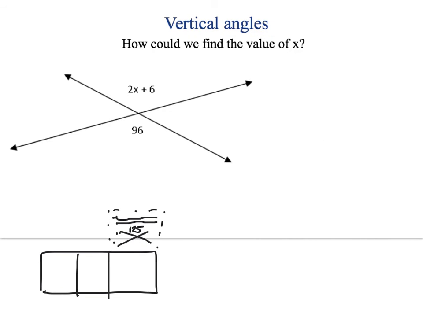So lastly, in the bottom part of that vertical angles tab, you're going to press pause and draw this example right here on your foldable. So take a minute, press pause, and draw this out.